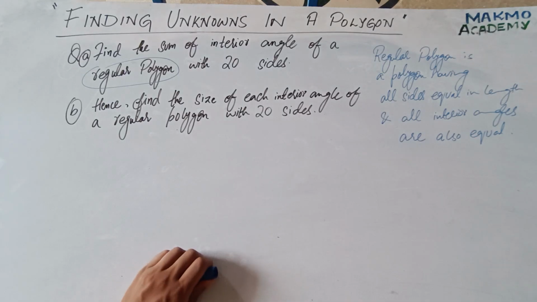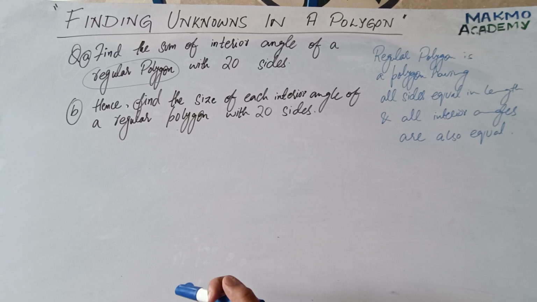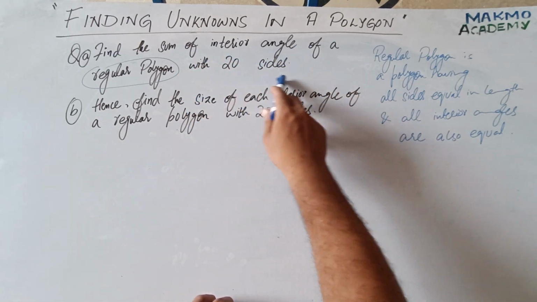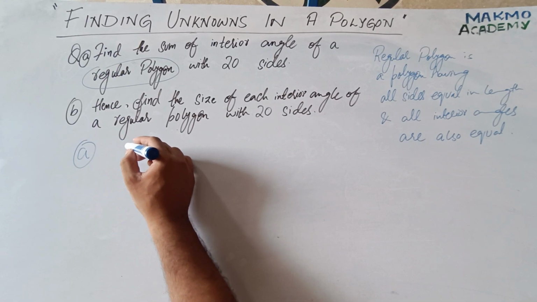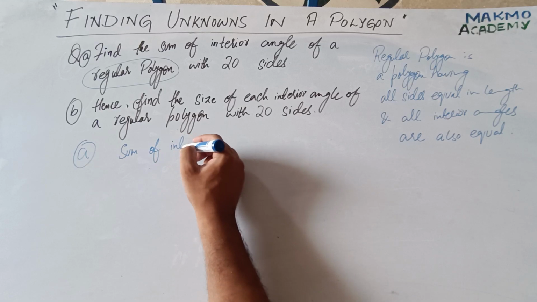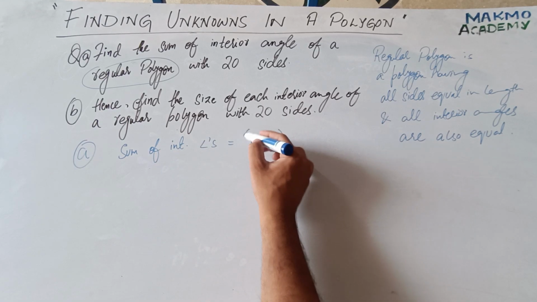Equal interior angles and equal length of sides, that polygon is called a regular polygon. Now find the sum of interior angles of a polygon with 20 sides. It's very simple. The sum of interior angles is equal to (n minus 2) multiplied by 180.